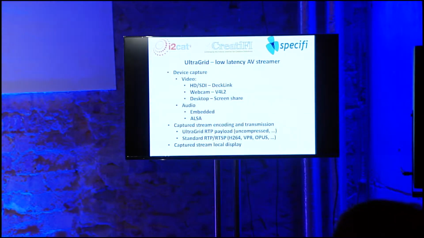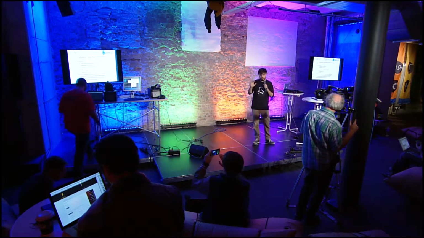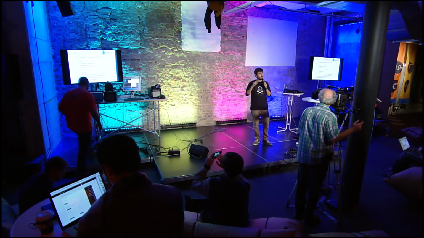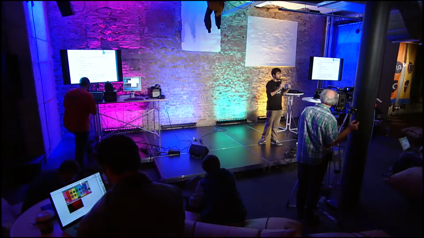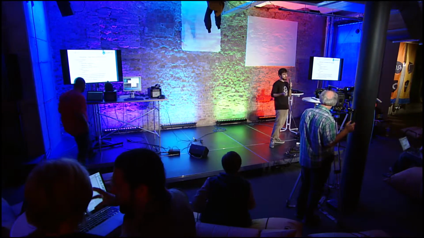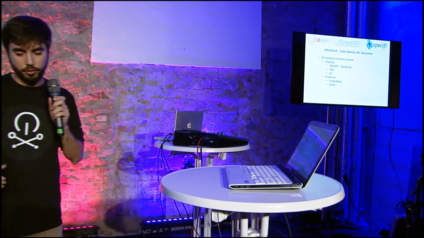Also, the captured streams can be encoded and transmitted in different protocols. UltraGrid has its own protocol, the RTP payload, that lets the user reach the fastest streaming possible, around 40-80 milliseconds. UltraGrid is open source software developed by the CESNet center, a Czech Republic center, and we are contributors. One of the developments we did was to let UltraGrid use standard protocols in order to reach standard players and software like VLC, FFmpeg, MPlayer, and so on. The same can be done for playback and display.